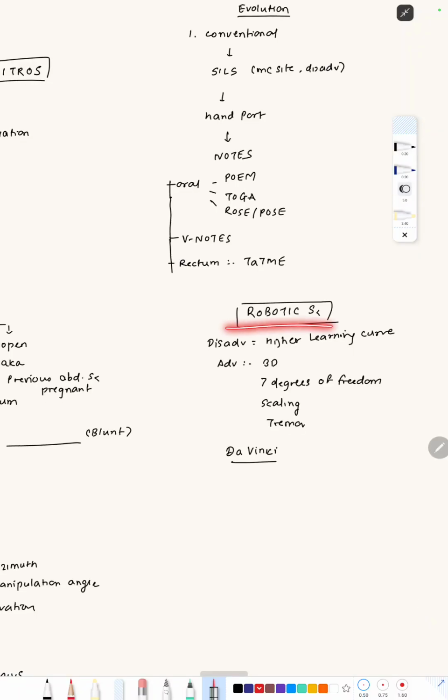Then robotic surgery. In robotic surgery, the disadvantage is that it has a very high learning curve. Advantages, however, are that it provides 3D vision and more degrees of freedom, about 7 degrees of freedom. Scaling of movements can be done, and if the surgeon's hand has tremors, that can also be prevented during the surgery. The original system of robotic surgery was the Da Vinci.